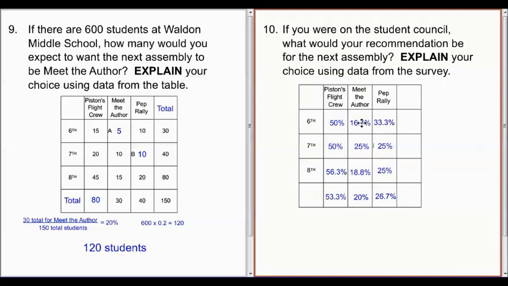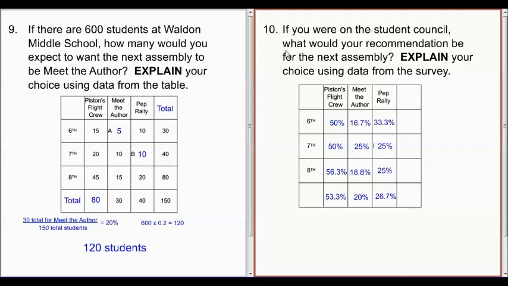It's 60.7% that want meet the author in 6th grade, 25% in 7th grade, and 18.8% in 8th grade. We should probably go somewhere in the middle of that, which actually 20% is. I mean, that's pretty good. At any rate, let's move on and answer this question.